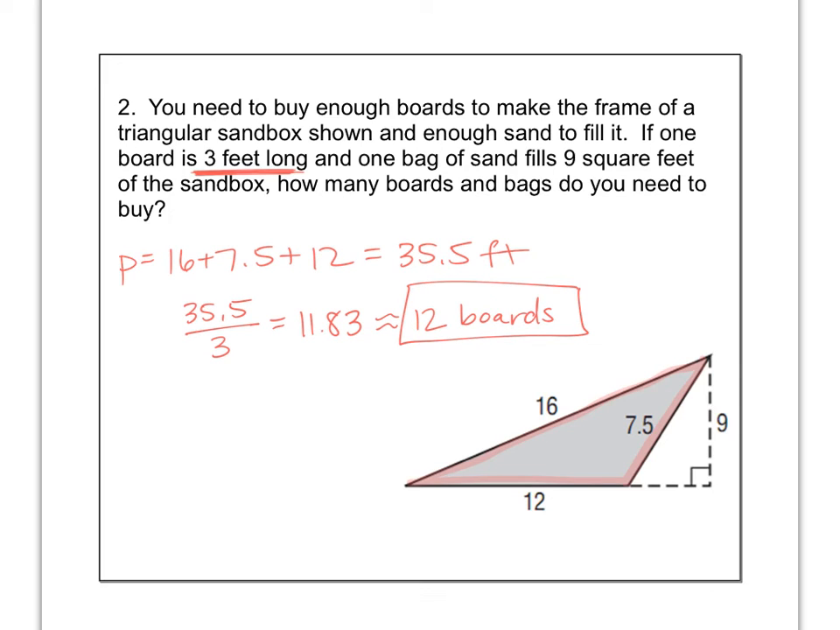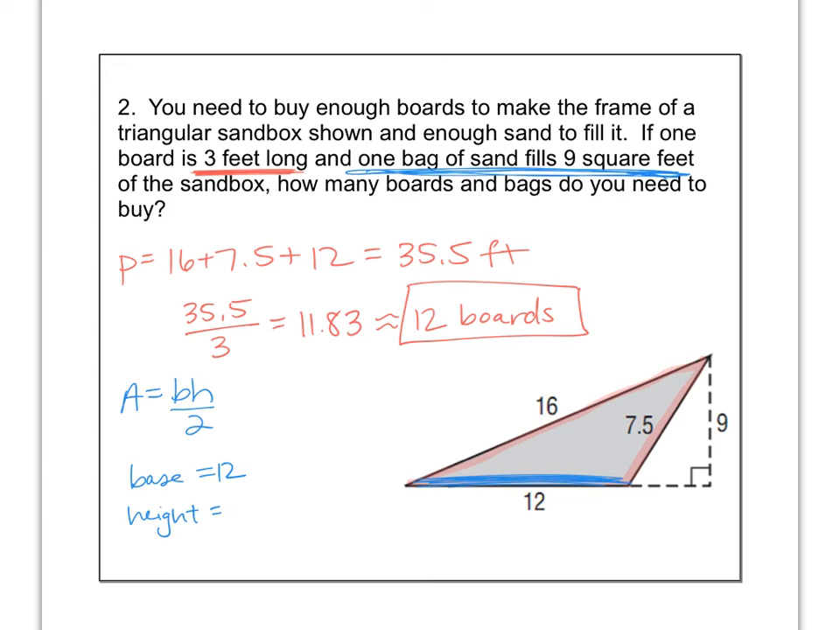Next, we have to figure out how much sand it's going to take to fill this sandbox. According to the problem here, it says one bag of sand will fill 9 square feet. So imagine you know the area, the surface of this sandbox. Well, if you figure out what 9 square feet is and dump a bag of sand in, it should fill that part. So we need to find the area of this triangular sandbox, which is base times height divided by 2. Now this is a little tricky. Your base is down here in blue. Your base is 12. But what is the height of this triangle?